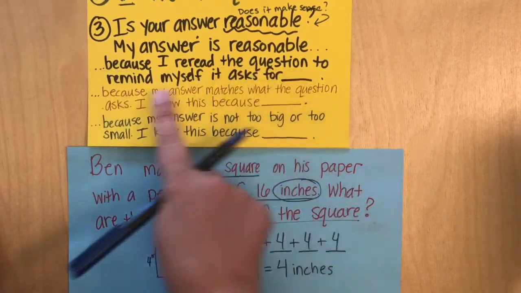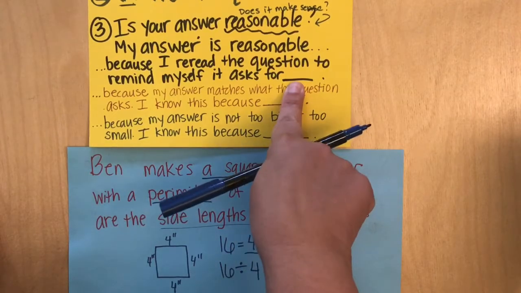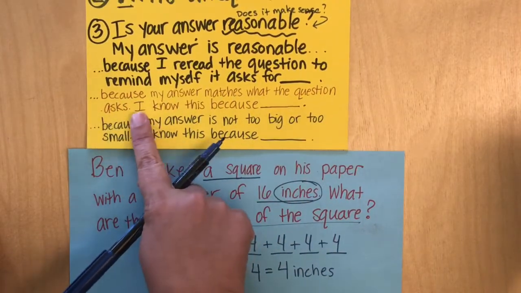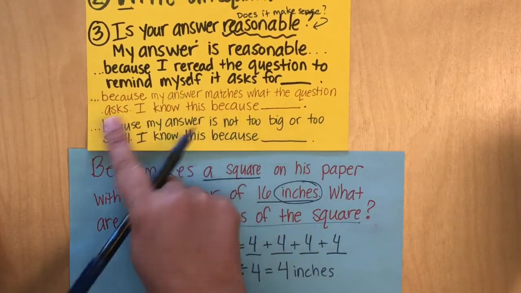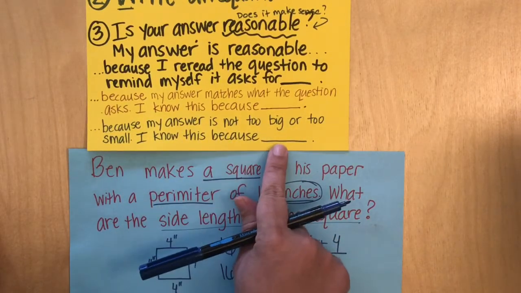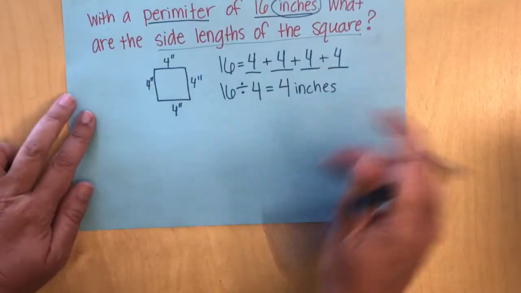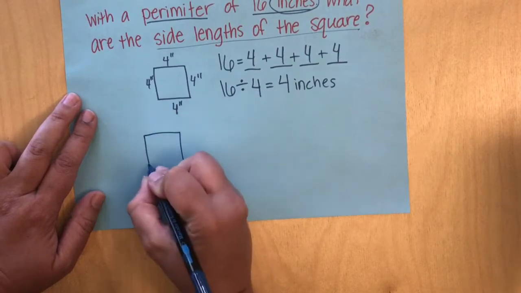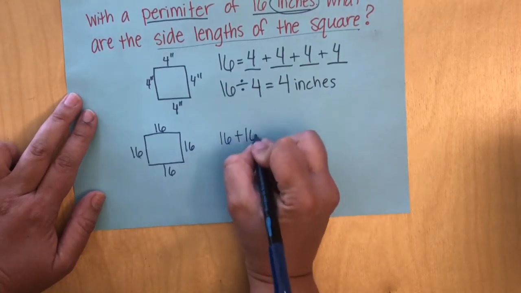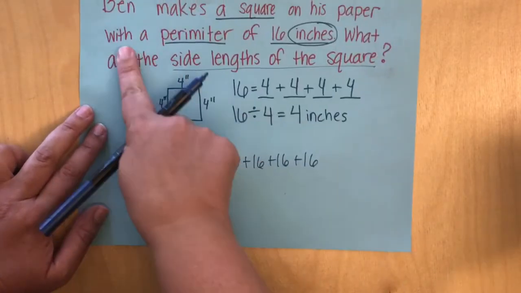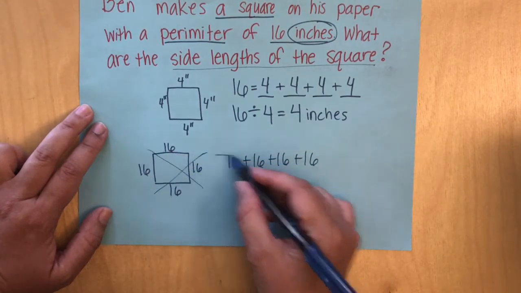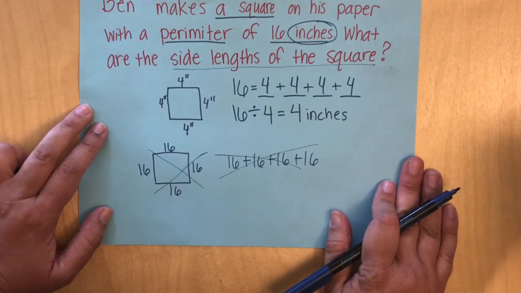So you can say, because I reread the question to remind myself that it asks for, and then you could prove that you know that you're answering the right part of the question. Or because my answer matches what the question asks. I know this because, so does your answer match what the question asks? I know my answer is reasonable because my answer is not too big or too small. I know this because. So if you had accidentally thought that each side of the square was 16 because you didn't notice that 16 was the perimeter, and you went to go add up all the 16s, and then you noticed that it has a perimeter of 16, then you would realize my answer is not reasonable. My perimeter was too big, so I misunderstood what the 16 was all about.